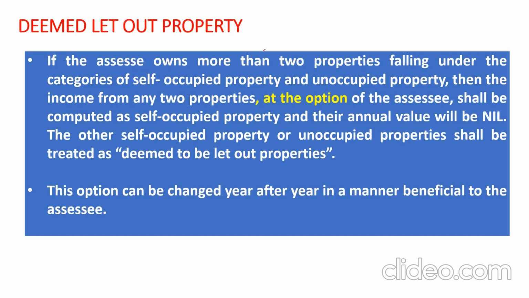What is a deemed let-out property? If the assessee owns more than 2 properties falling under the categories of self-occupied property and unoccupied property, then the income from any 2 properties at the option of the assessee shall be computed as self-occupied and their annual value will be nil. The other self-occupied property or the unoccupied properties shall be treated as deemed to be let-out properties. This option can be changed year after year in a manner beneficial to the assessee.